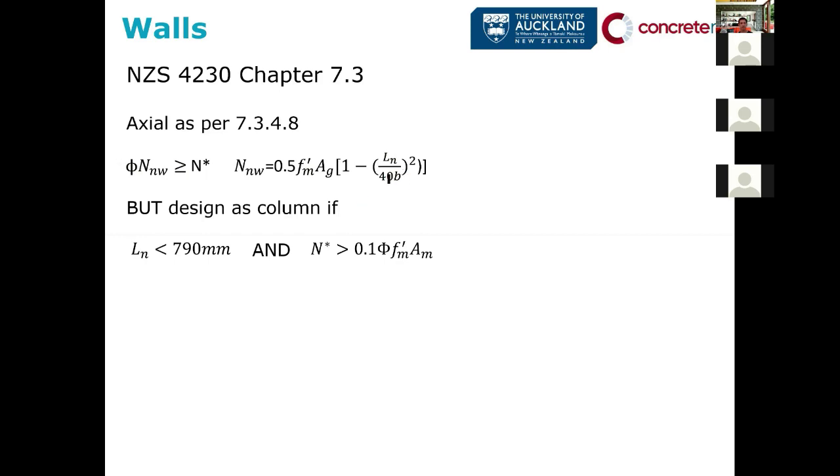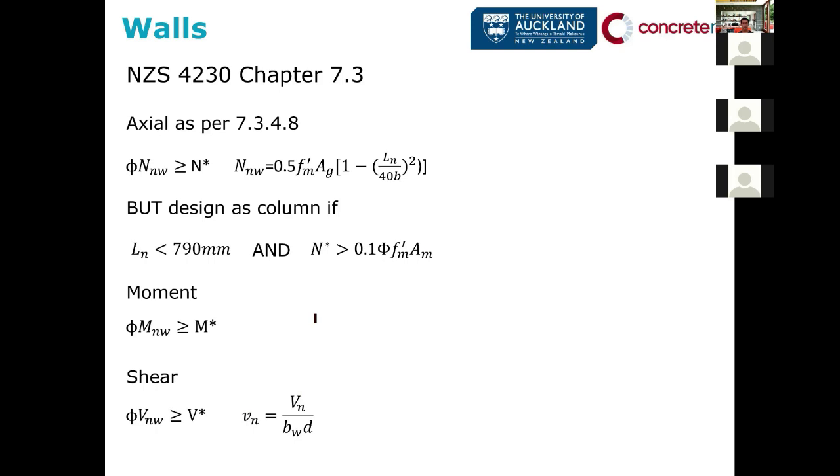But we need to design the wall as a column if the distance between the bars is 790 millimeters or less, and at the same time, my axial load is more than 10%. Both at the same time, not one or the other. Then we have the moment capacity, same principle: the capacity times the strength reduction factor larger than my action. The same with the shear, but we need to calculate also the stress. So small v is the stress, capital V is the force.